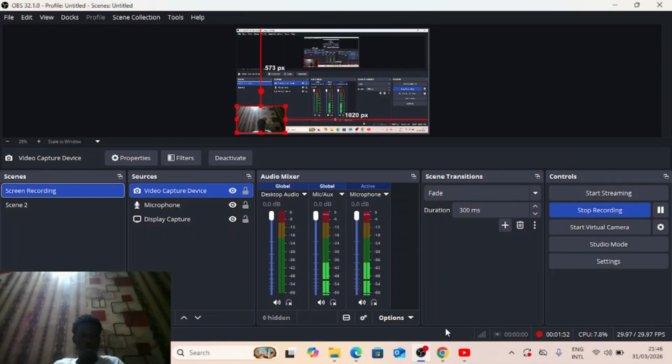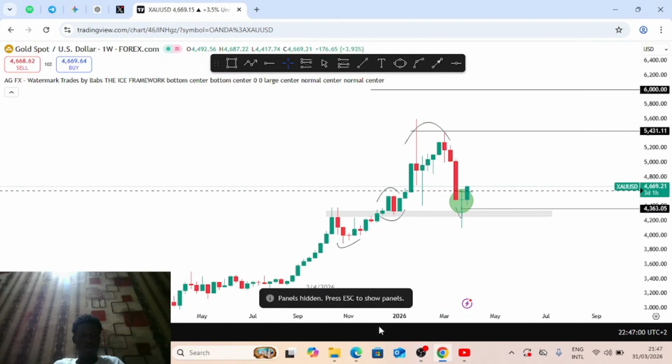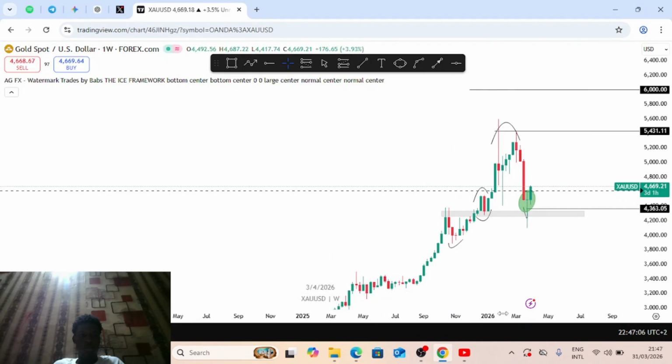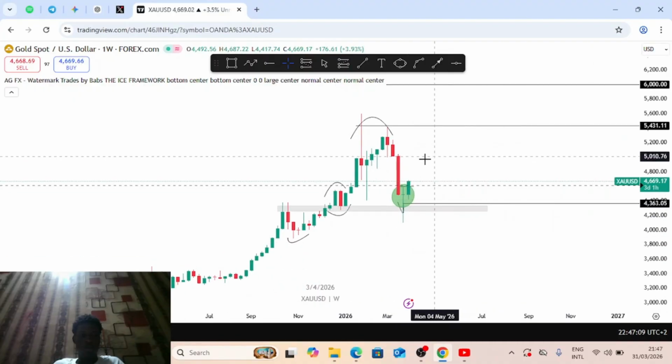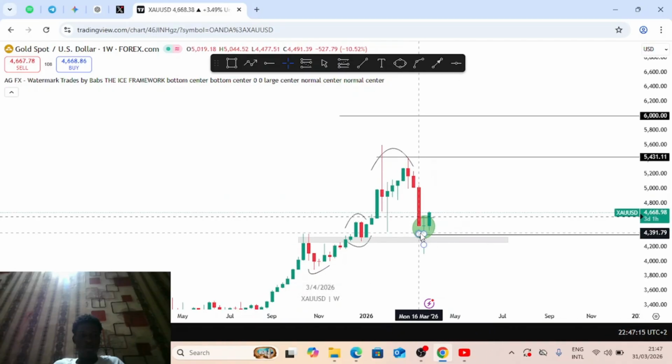Anything you are seeing on the higher time frame perspective has more ability to hold than on the lower time frame. Anything you are seeing on the weekly time frame or the higher time frame has more chances to hold than on the lower time frame. So this is a morning star forming on the weekly time frame. It might indicate a bullish move.